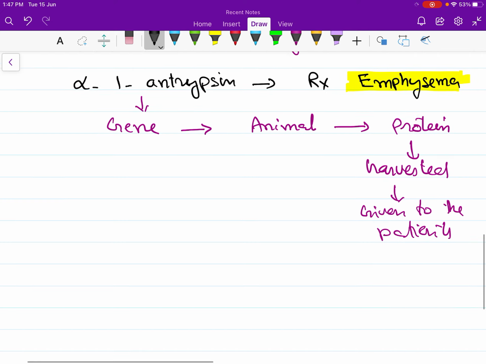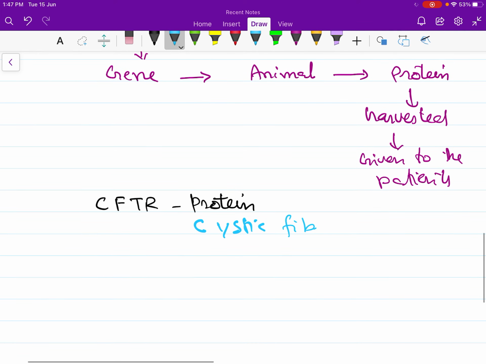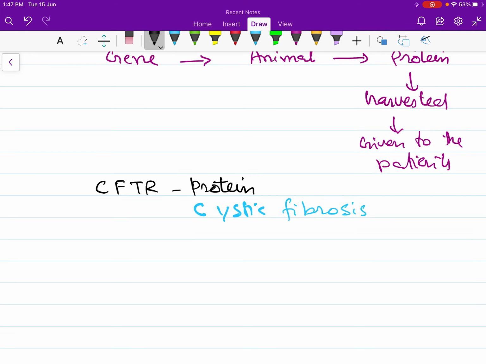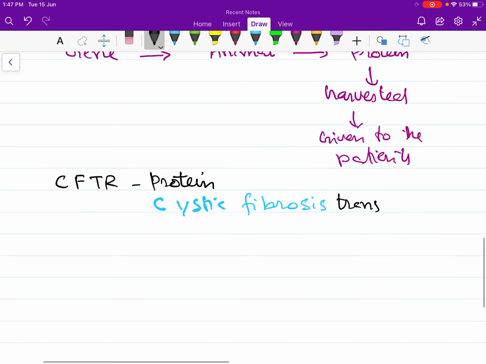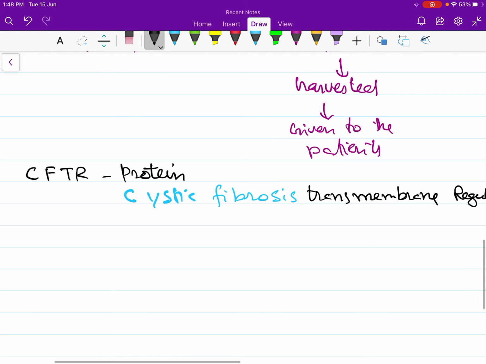Similarly, another example of the pharmaceutical compounds that can be developed by these transgenic animals includes the CFTR protein. We know that this CFTR protein, its faulty nature, is responsible for causing a disease that is cystic fibrosis. So again, this can be corrected. The cystic fibrosis transmembrane regulator protein can be harvested from the transgenic animals.